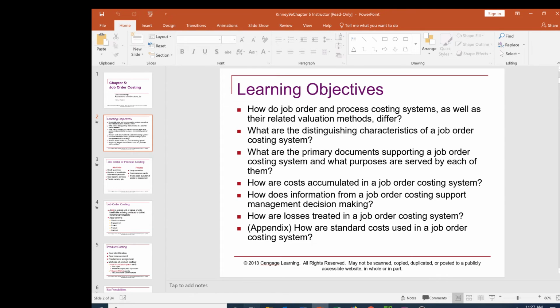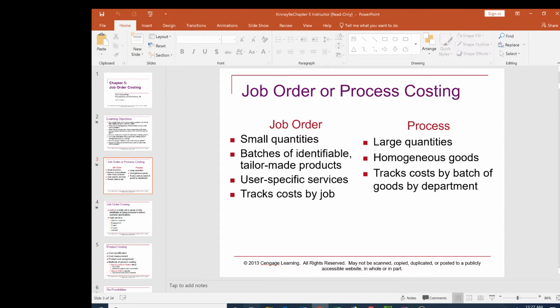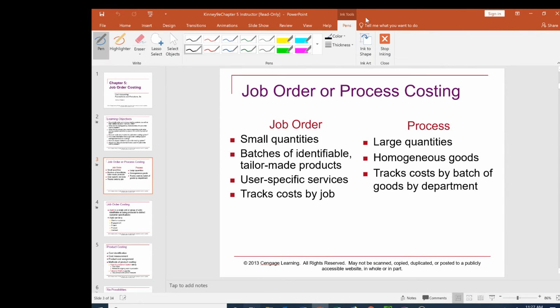Okay, job order, folks. Job order and process are the two. Job order is small quantities or batches, tailor-made. All right. Now, job orders, still, there's a lot of money involved.